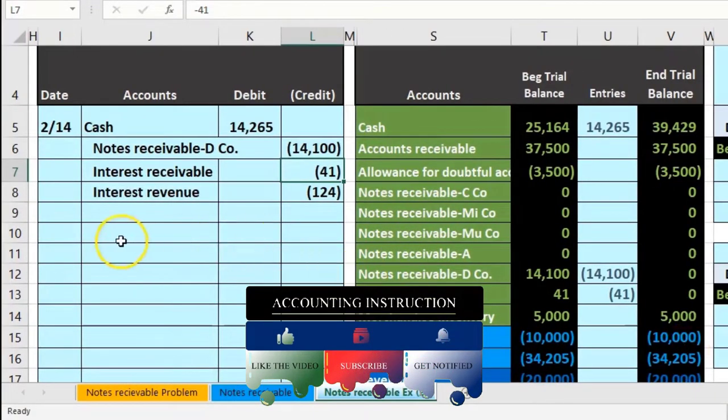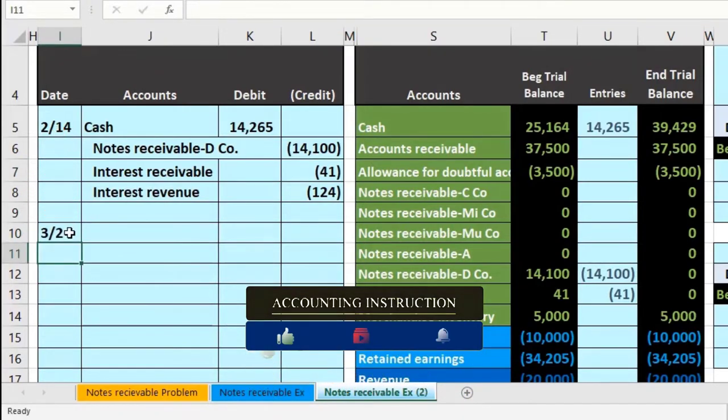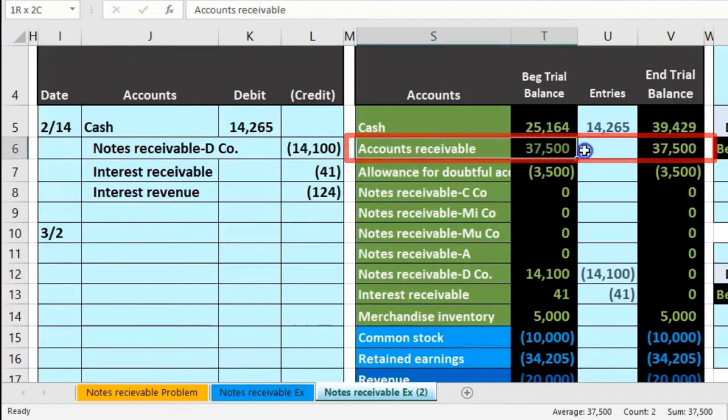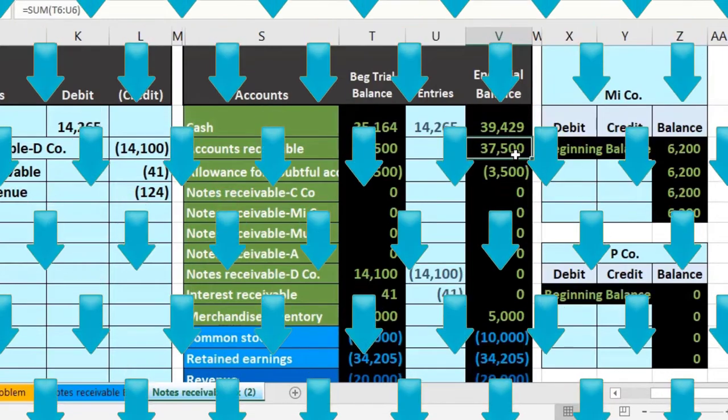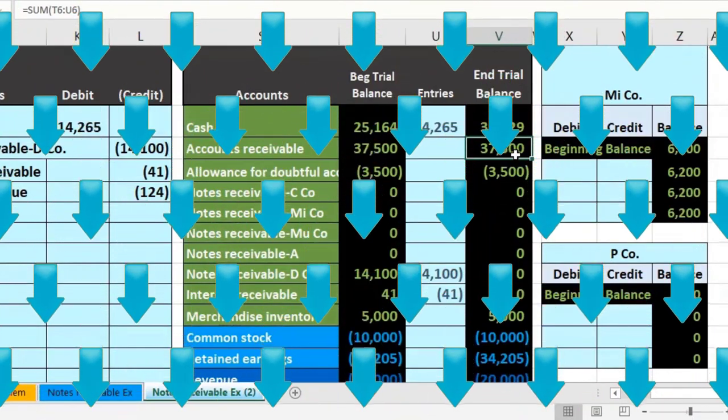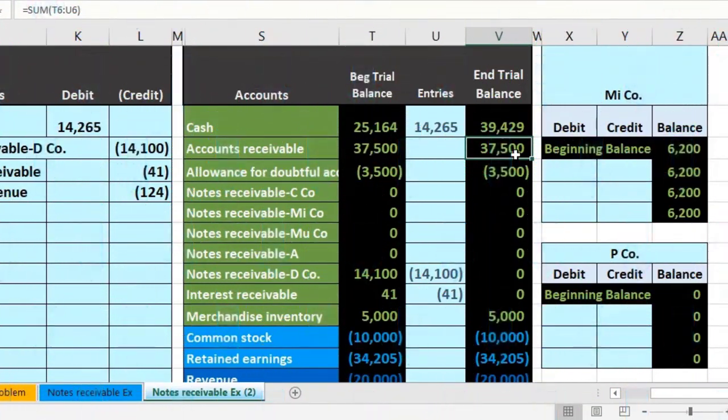In other words, we're going to go back over here. We're going to make a journal entry for this on 3-2. And we're going to say it's in accounts receivable. Here's the 37.5 people owe us. Here's MI in the subsidiary ledger. They owe us 6,200 of that 37,500. We need to bring that down, not because they paid us, not because it's bad debt, not because they're not going to pay us, but because we're going to transfer it to a note receivable and charge interest for it due to the lateness of the payment.